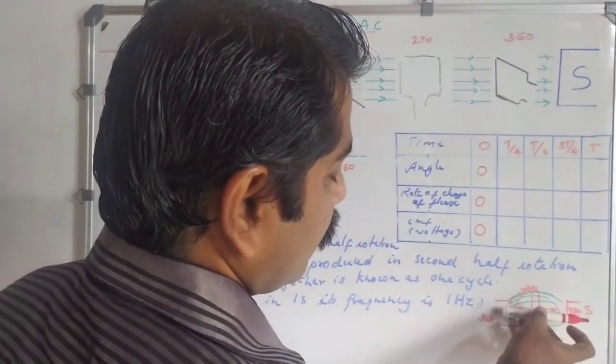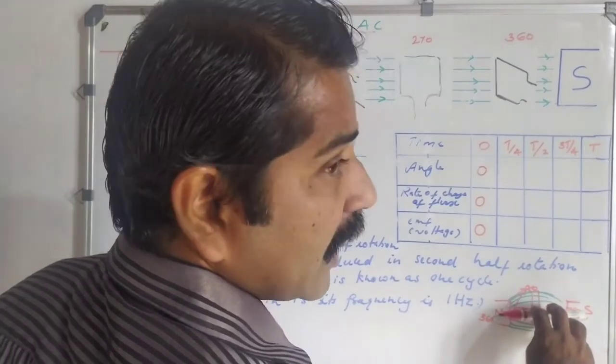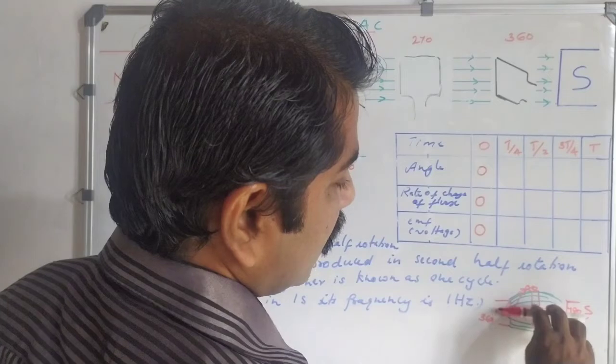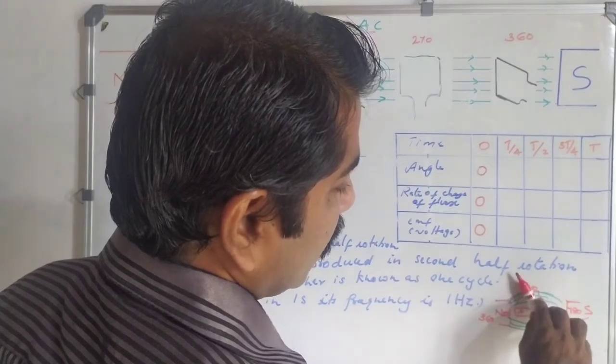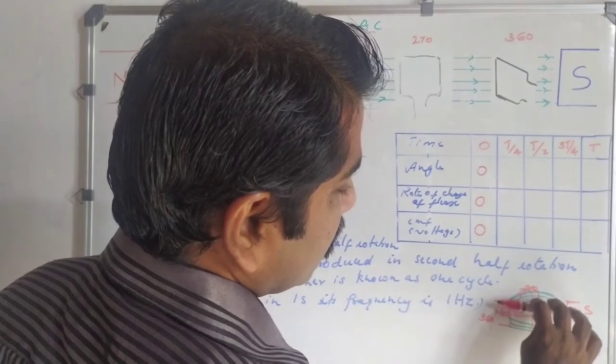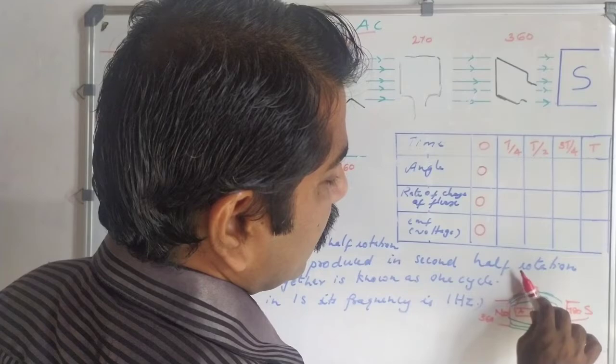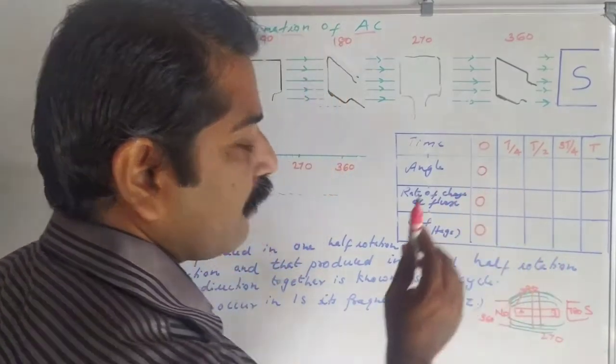Initially, when it is parallel, there will be no induction of AC. When it starts to rotate from 0 to 90 degrees, slowly the number of flux lines broken increases and it starts to induce EMF. And when it reaches 90 degrees, it breaks the maximum number of flux lines.